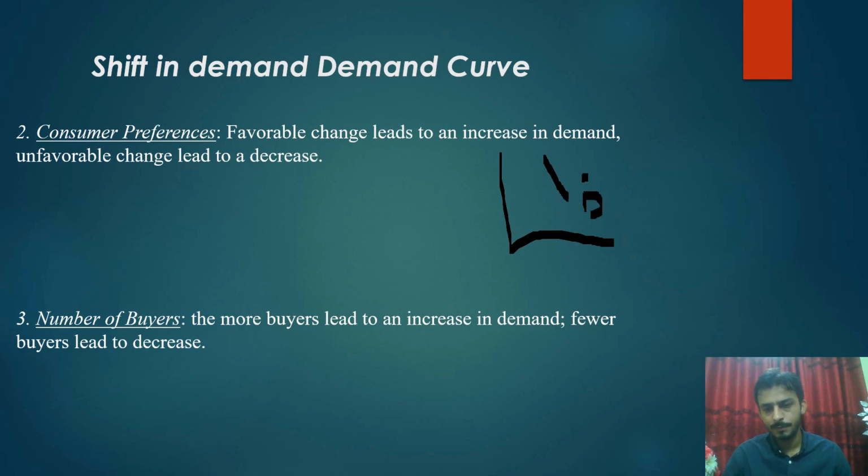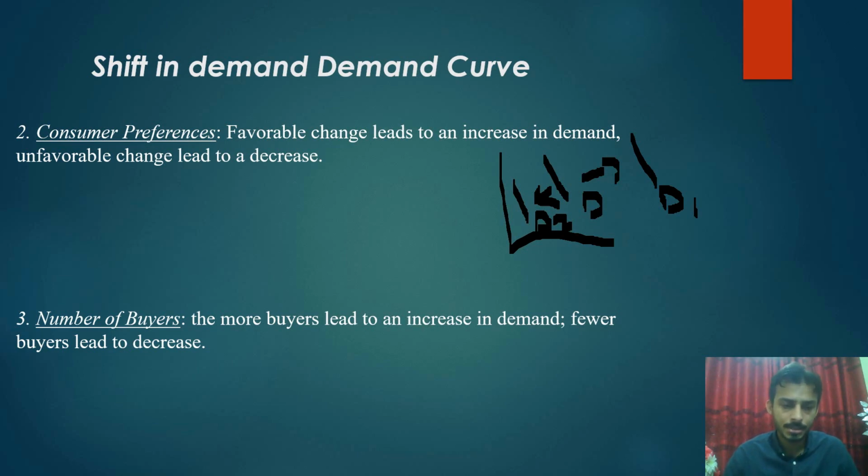So I told you previously, if the demand increases, it will shift rightwards, right? And if the preference is unfavorable, it'll shift to the leftwards. So this is how it will be predicted in the demand curve.